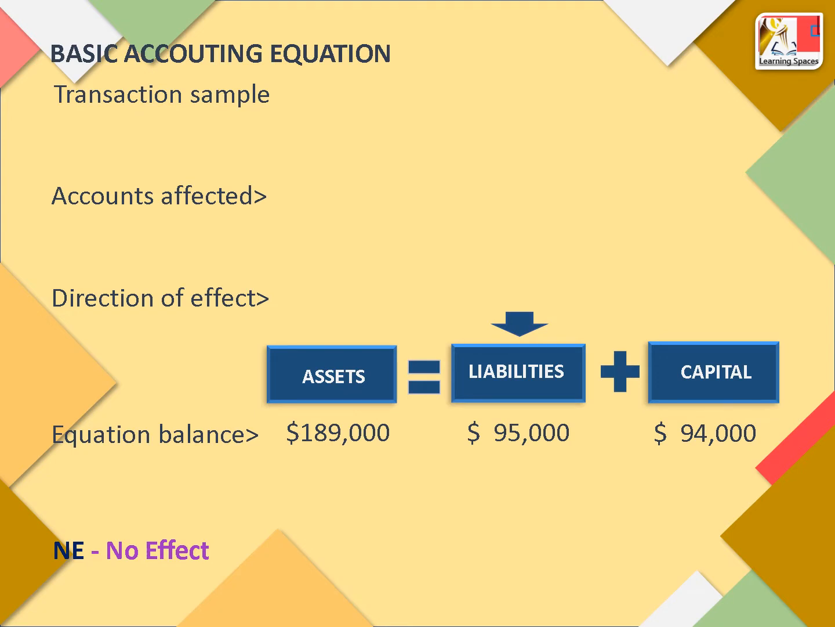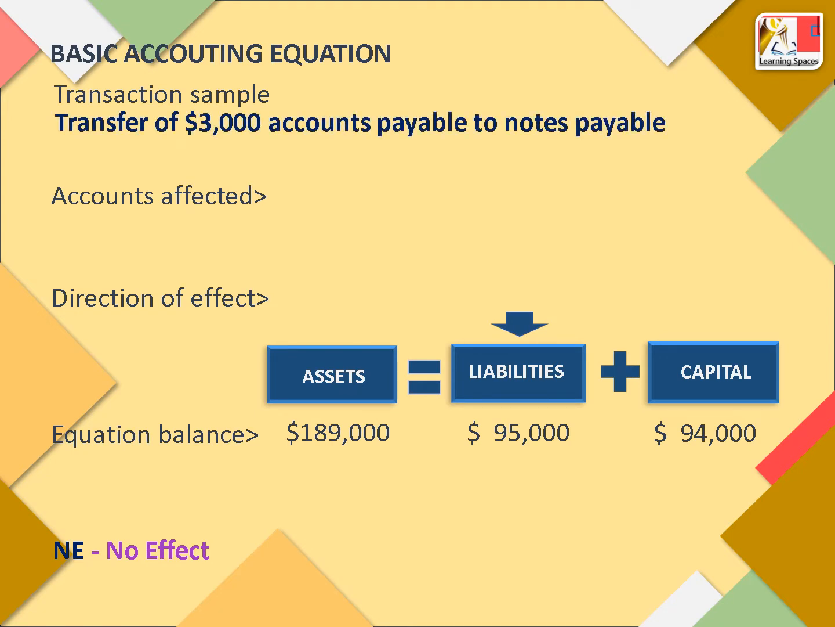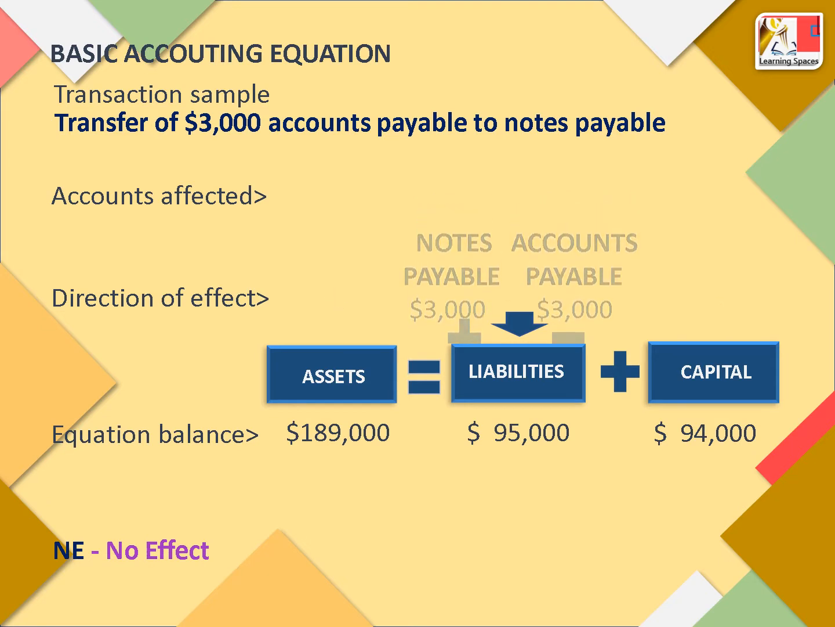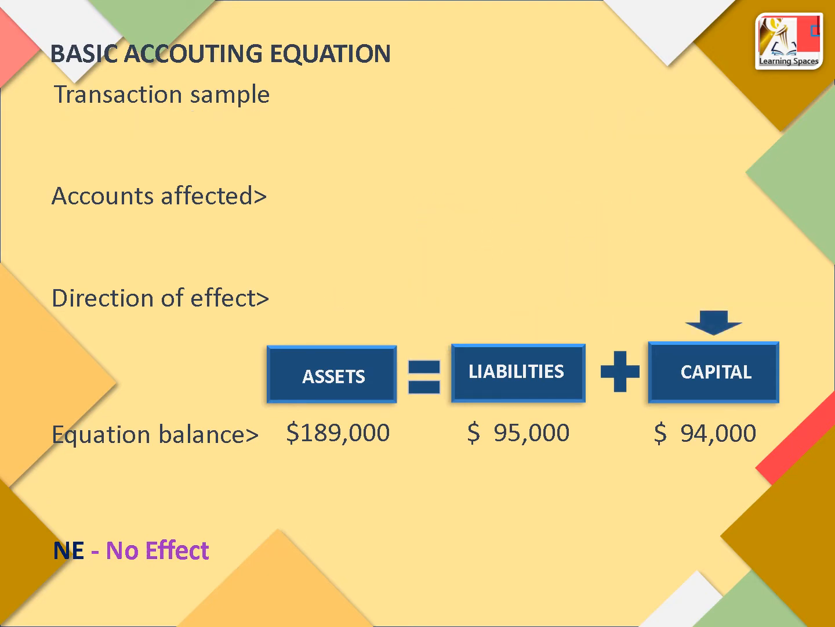Moving to liabilities only. An example of this is an account payable being transferred to notes payable. The transfer increases and decreases liability by the same amount. For the capital element of a sole proprietorship, there is rare chance that a transaction would affect it solely. Moving on. What about transactions that affect the three elements?